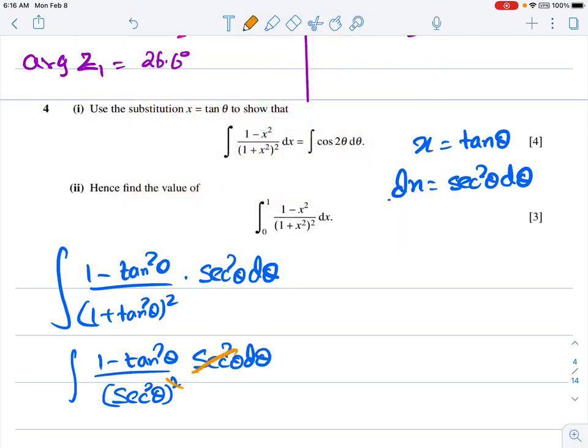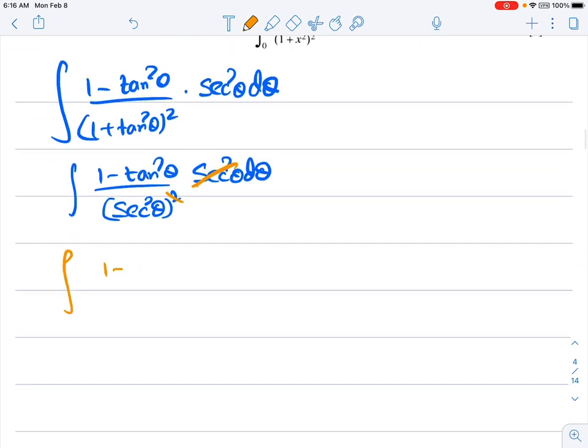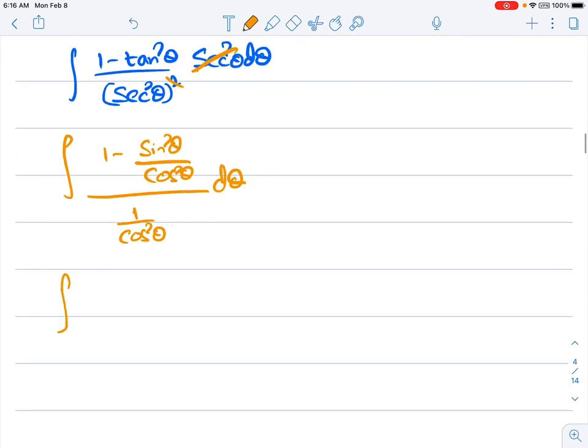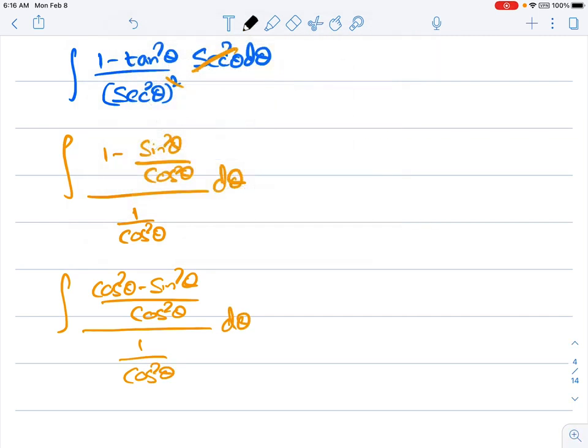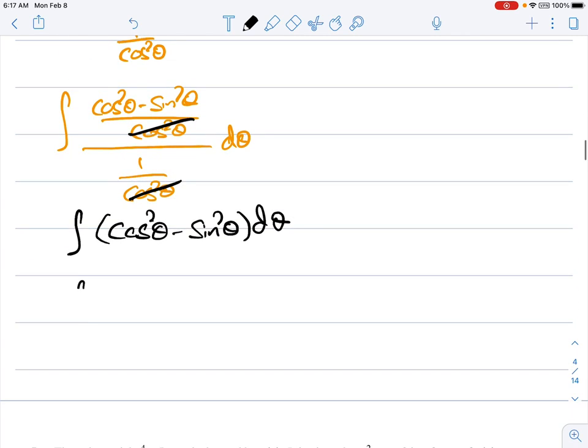One secant square theta gets cancelled. Now next, 1 minus tan square theta is sin square theta upon cos square theta, divided by secant square theta, which is 1 upon cos square theta, d theta. So what does that become now? Cos square theta minus sin square theta upon cos square theta, by 1 upon cos square theta, and d theta. What can you see is cos square theta cancels. So I'm left with cos square theta minus sin square theta d theta. What is cos square theta minus sin square theta? It is cos 2 theta. So I have proved it. It is cos 2 theta.